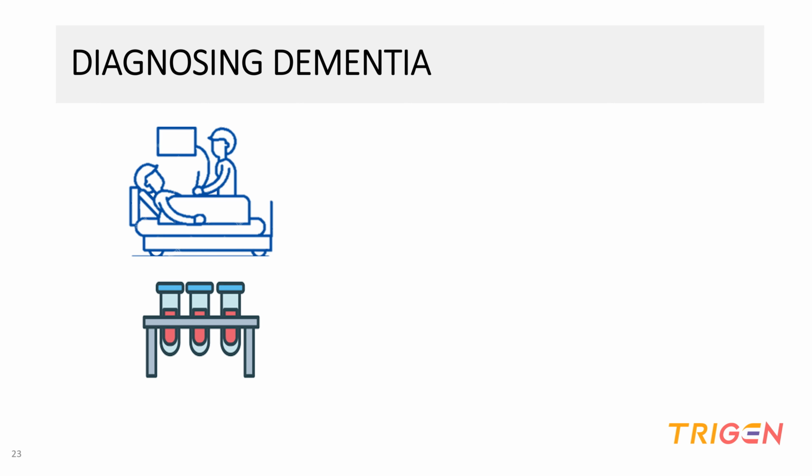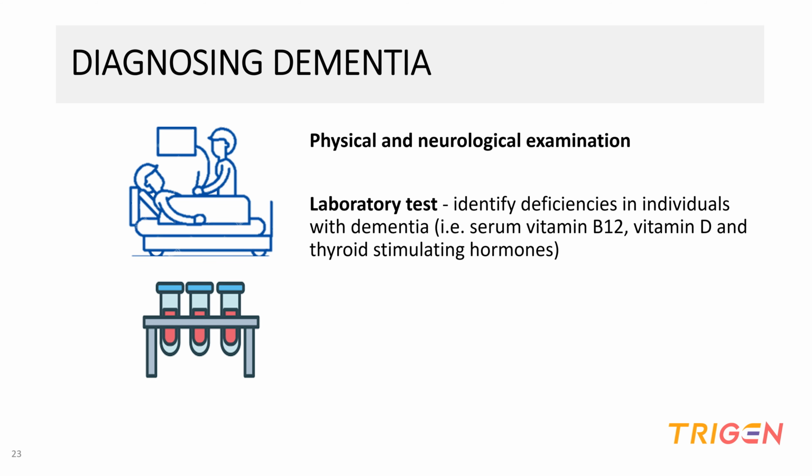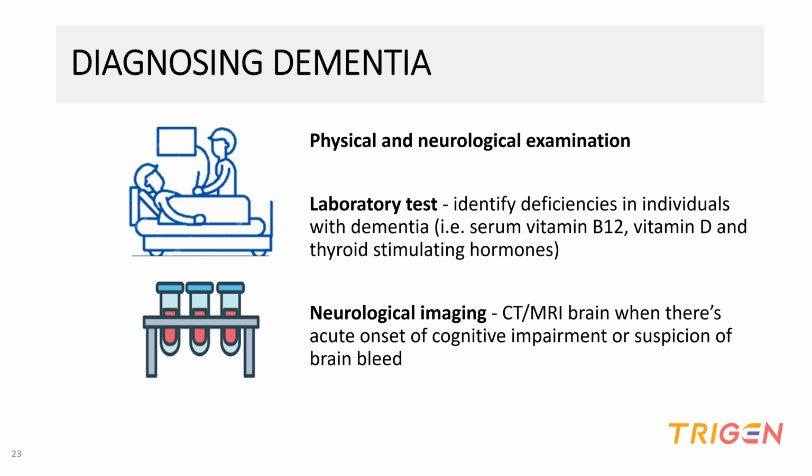To further evaluate for dementia, physical and neurological examinations will be conducted by the doctor. Lab tests will also be sent. By now, you would already know what deficiencies can increase the risk of developing dementia. Finally, neurological imaging, such as CT and MRI brain, may be done when there is an acute onset of cognitive impairment or suspicion of brain bleed. PET scans may also be done to diagnose dementia.